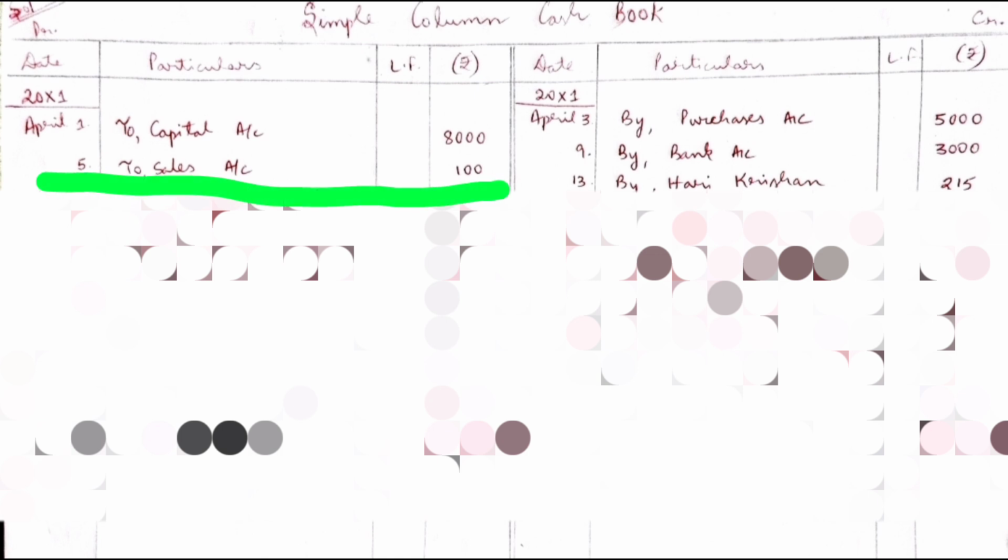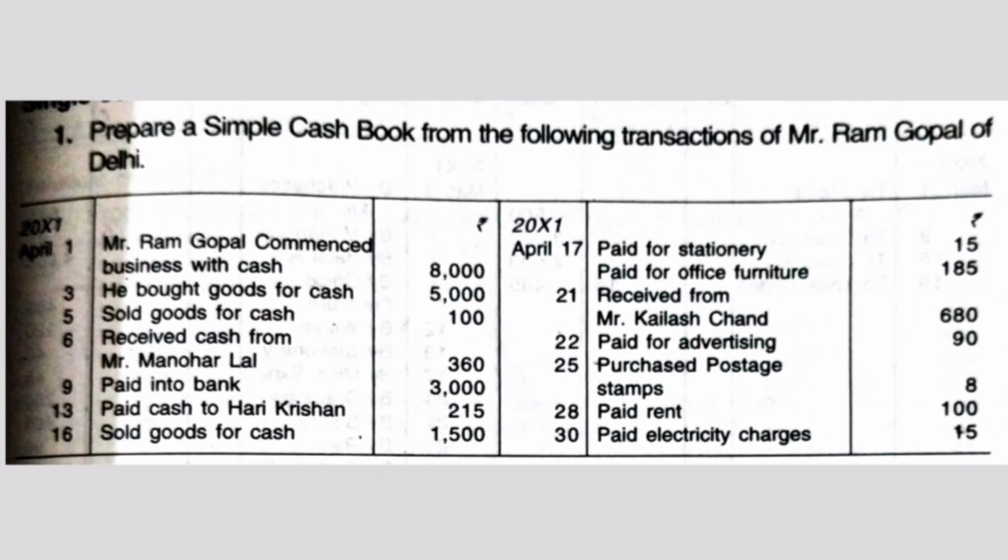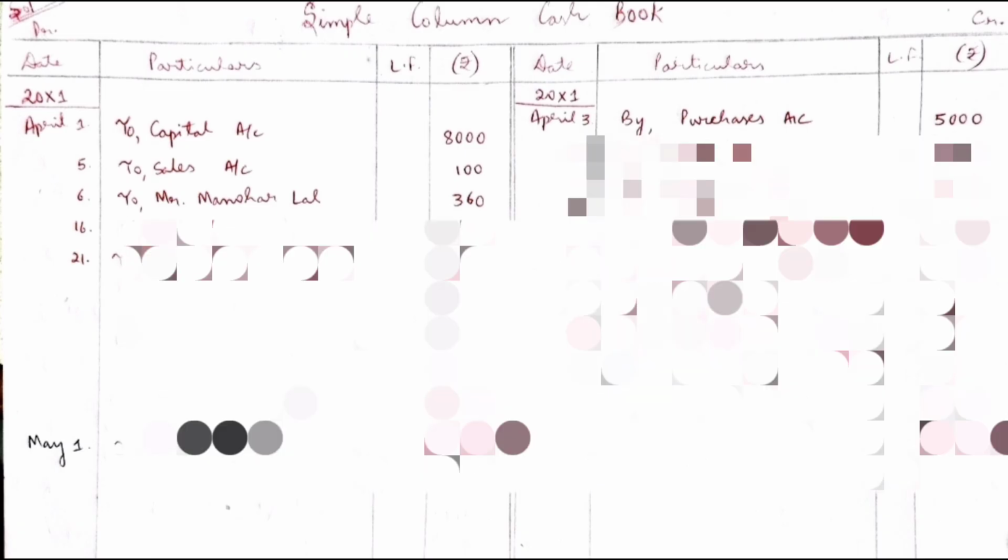All right, to sales account, and the amount we will write in the amount column, which is 100 rupees. Clear? Next is received cash from Mr. Manohar Lal. Received cash, so cash is coming in. Again, we will be recording on the debit side. So we will write the date April 6, to Mr. Manohar Lal, and the amount in the amount column, which is 360.